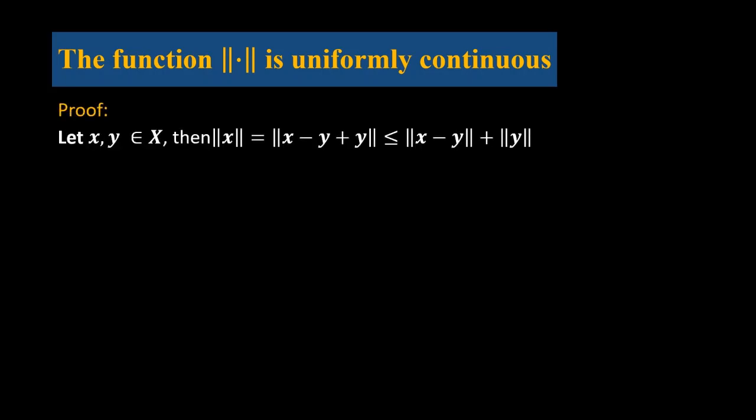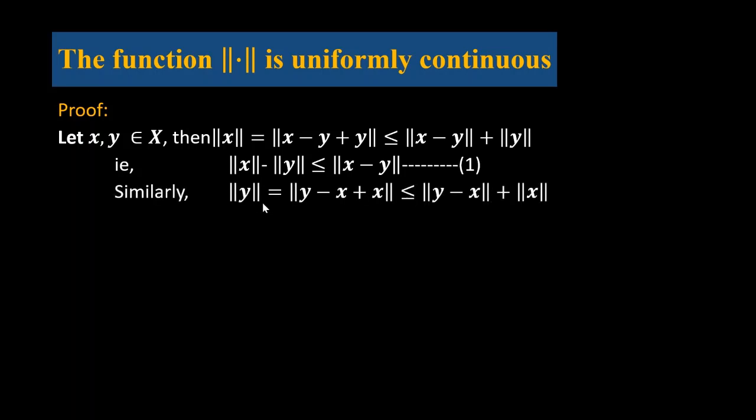Now we will look at some other properties. That is, the function norm is uniformly continuous. We can easily prove this. Let x, y belong to X. Then norm x can be written as norm of (x minus y plus y), which is less than or equal to norm x minus y plus norm y. If we take this norm y from the right side to the left side, then norm x minus norm y is less than or equal to norm of x minus y. This is our first equation.